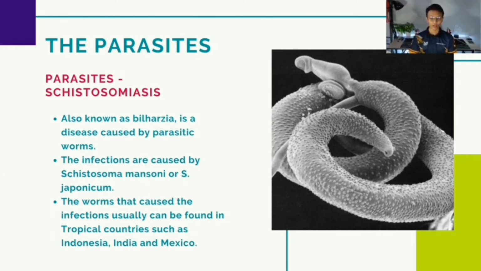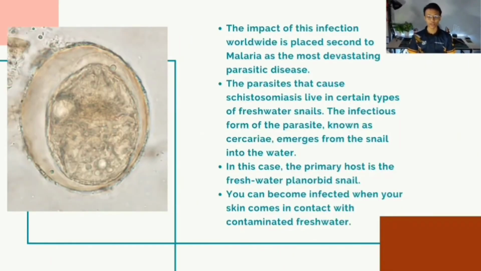The infections are caused by Schistosoma mansoni or S. japonicum. The worms that cause the infection usually can be found in tropical countries such as Indonesia, India, and Mexico. The impact of the infection worldwide is placed second to malaria as the most devastating parasitic disease. The parasites that cause schistosomiasis live in certain types of freshwater snails. The infectious form of the parasite, known as Cercariae, emerges from the snail into the water. In this case, the primary host is the freshwater planorbid snail. You can become infected when your skin comes in contact with contaminated freshwater.